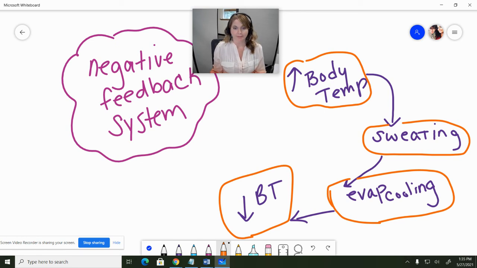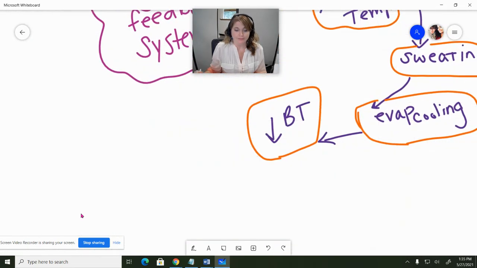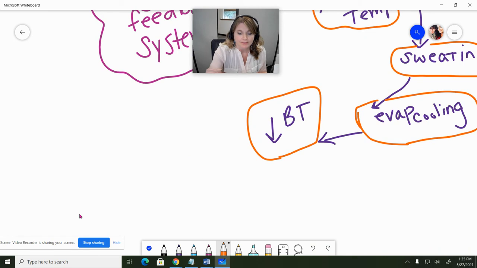So resolved at that point. Now, if you get too cold, so your body temperature goes down, maybe it can be depressed too much. You start getting too cold, what's going to happen? Well, you start getting goosebumps and shivering.